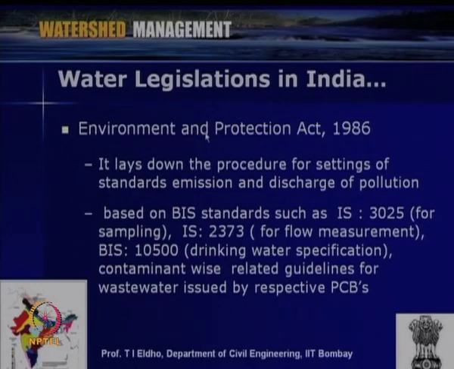Then there is the Environmental Protection Act of 1986. This gives various regulations as far as environmental issues are concerned. This Act lays down the procedure for setting up standards for emissions and discharge of pollutants, and accordingly the Bureau of Indian Standards has come up with various Indian standards, such as 3025 for sampling, 2373 for flow measurements, 10,500 for drinking water specifications, then contaminant-wise guidelines for wastewater, etcetera.